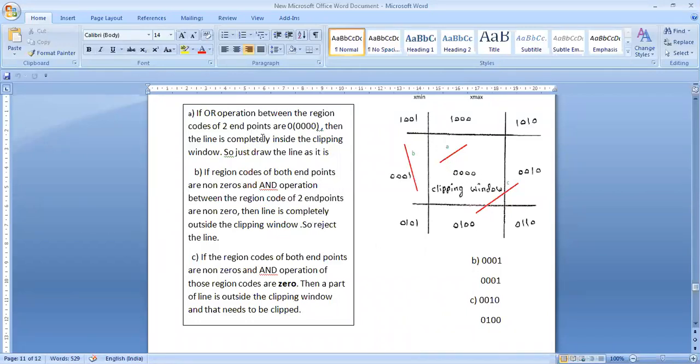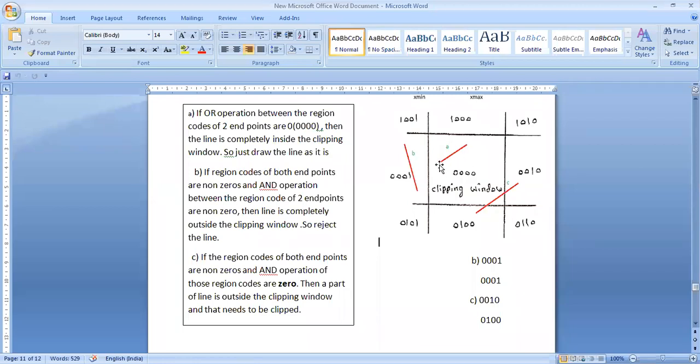Right? So now the first case. If the OR operation between the region codes of two endpoints is 0, that means it is 0, 0, 0, 0. The OR operation between the region codes of two endpoints is 0, 0, 0, 0. Then the line is completely inside the clipping window. See, this endpoint's region code is also 0, 0, 0, 0.